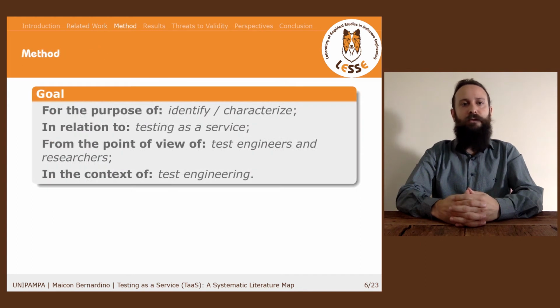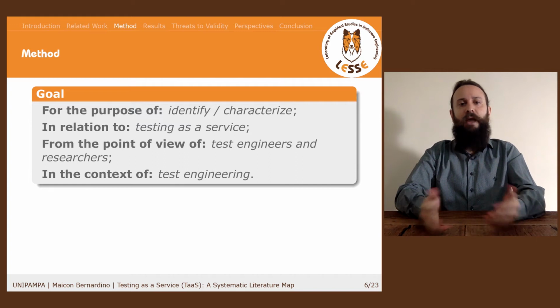Now I will talk about our research methods. We aim at identifying the academic and performance testing tools and finding out their quality attributes. In this sense, the goal is described according to the GQM, goal, question, and metric paradigm. For the purpose of identifying and characterizing testing as a service from the point of view of test engineers and researchers in the context of test engineering.